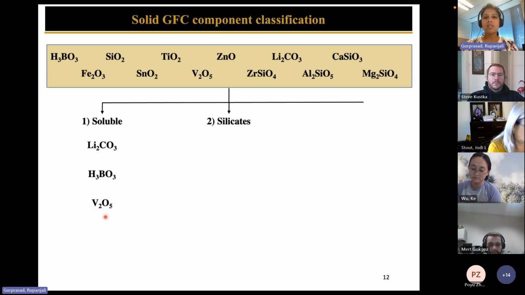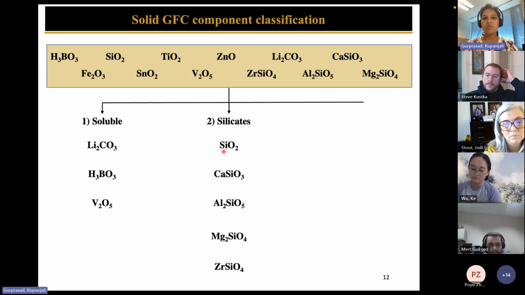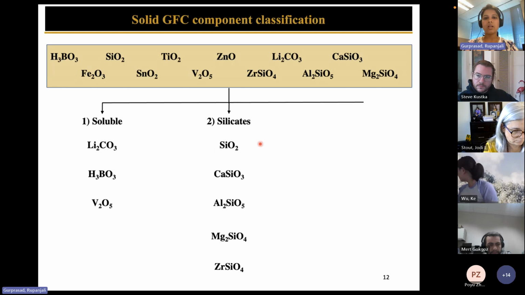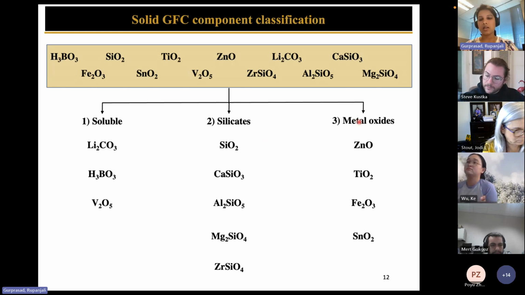The second category was the silicates, which was all silica and silicates. Now all of these compounds remained largely insoluble. But just for keeping the discussion a little simplistic, we further divided these solids into silicates as well as the metal oxides, where the metal oxides also did not show appreciable dissolution in the solution.